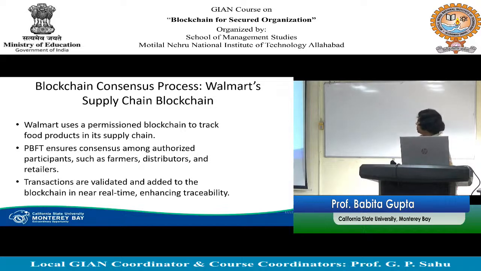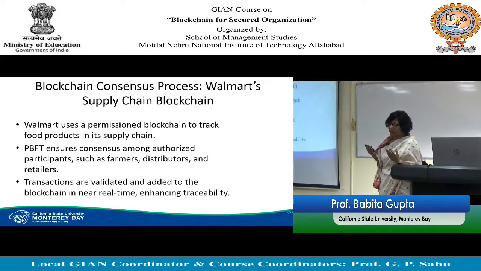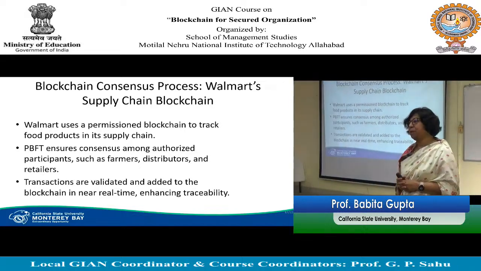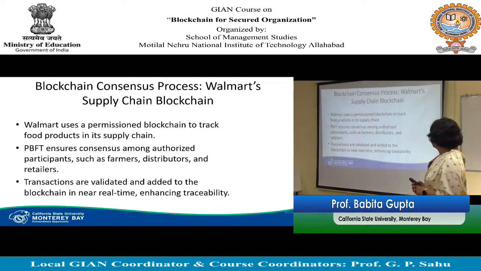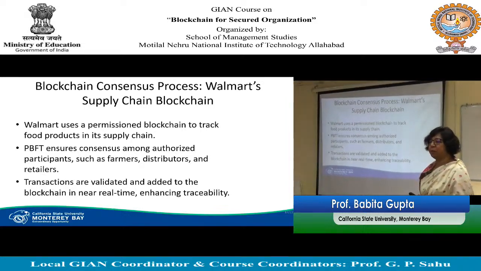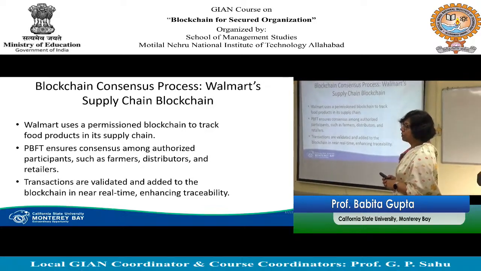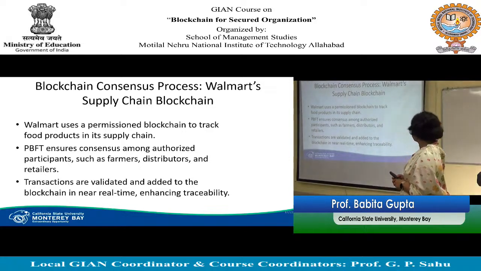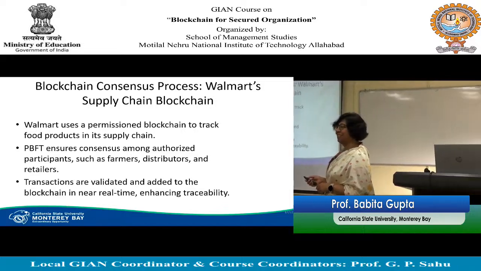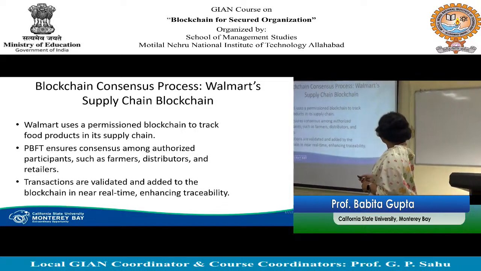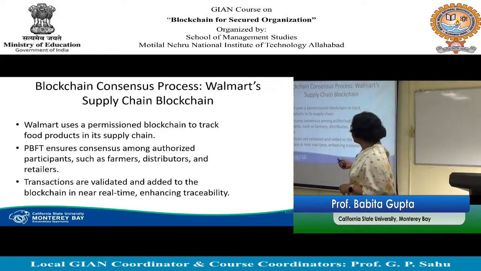So Walmart, we keep coming back to the Walmart supply chain blockchain because it's considered the gold standard in adoption and implementation of a blockchain. They use a permissioned blockchain. What's the other name for permissioned blockchain? Private. And the purpose there is to track food products in a supply chain. So what is PBFT? Byzantine fault tolerance. They use that consensus mechanism, and that's an example of where it is used.